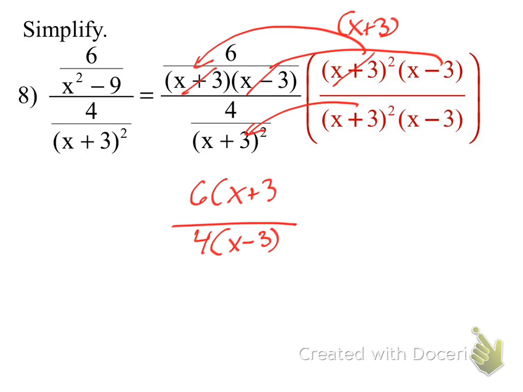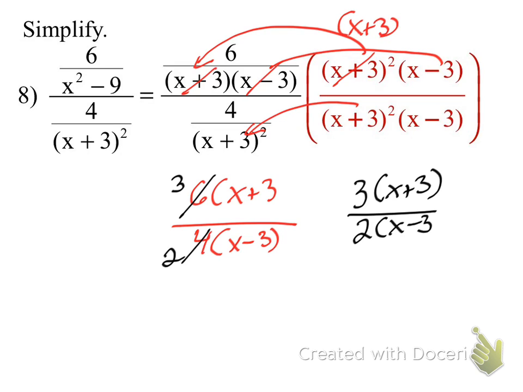Are we done? No, I can take a 2 out of both of these, and I'm left with 2 times 3 and 2, and so it becomes 3 times x plus 3 over 2 times x minus 3. Questions? All right, that's the lesson.